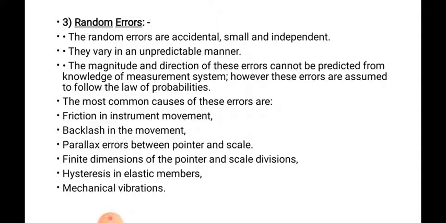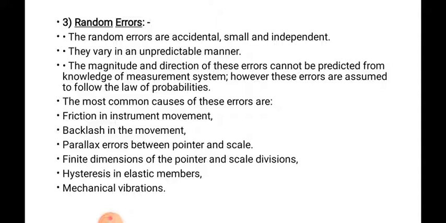Then finite dimensions of a pointer and scale deviation, as there is no calibrated scale, or the calibration of the instrument has not been done for a longer period. In that case, there may be a chance of giving a reading which is not accurate. Okay, then the friction in the instrument movement, since the moving parts are there. In that case, there will be friction between the mating parts, and because of that also random errors occur.